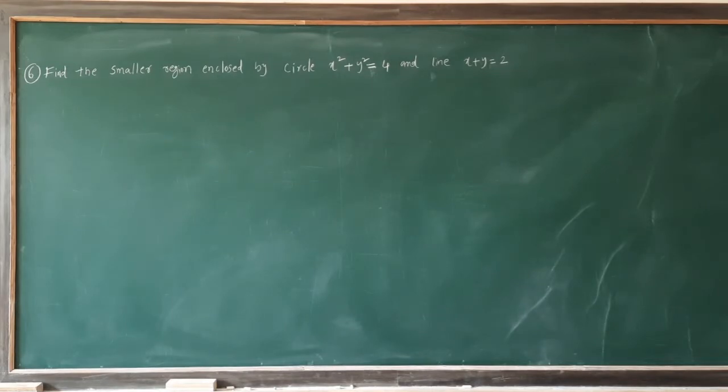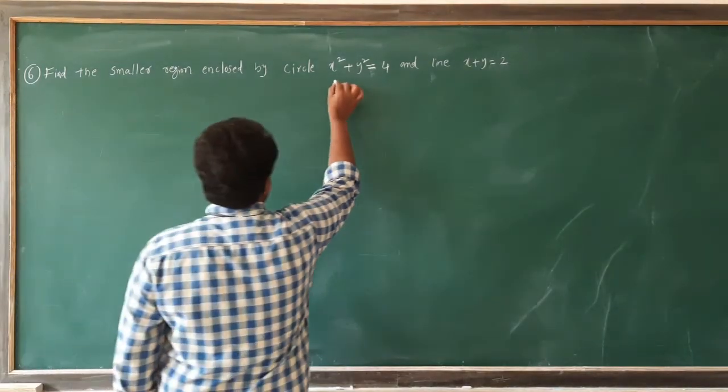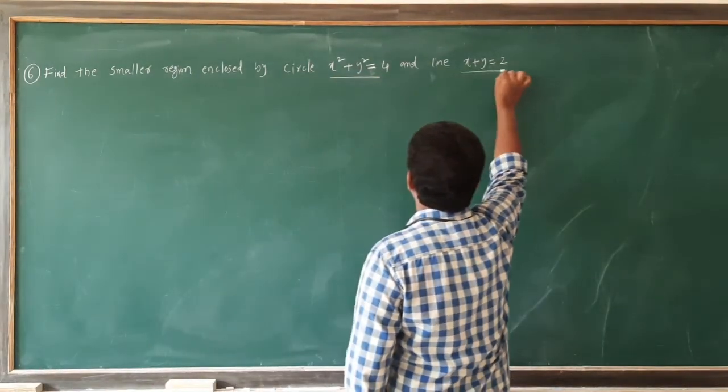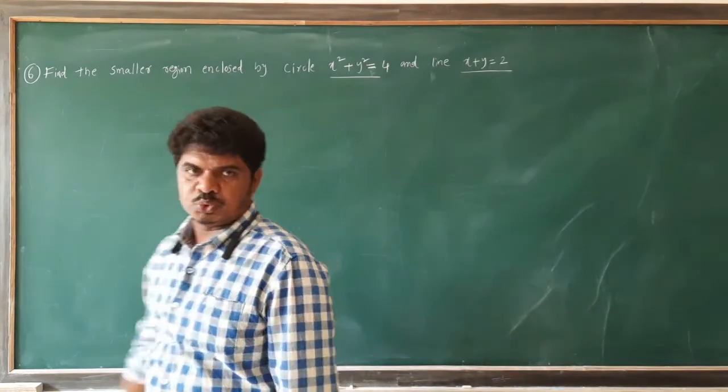Next, the sixth question is: find the smaller region enclosed by the circle x square plus y square equal 4 and line x plus y is equals to 2. This is a circle, it is a line. We have to draw these two.